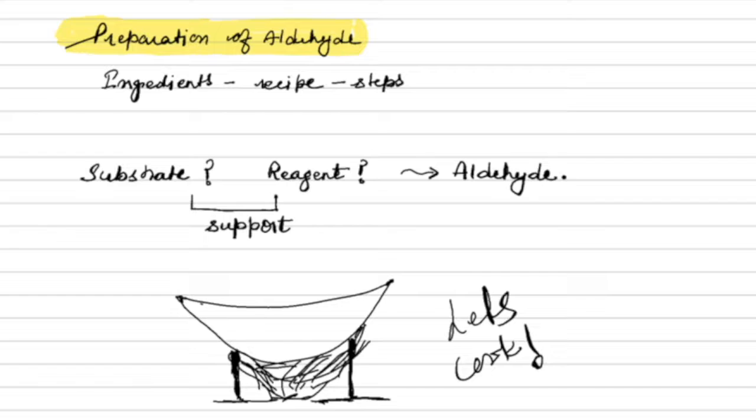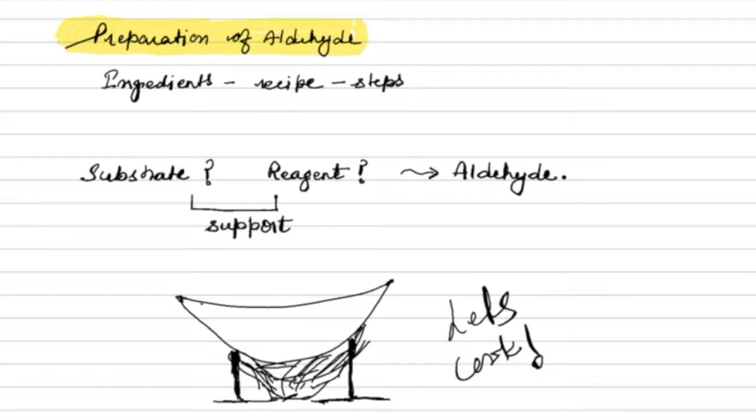So think about a scenario. If your mother tells you now, just go in a kitchen and prepare something, say aldehydes. So what are the ingredients? What is the recipe? What are the different steps? When to mix what? So these things will come into picture.